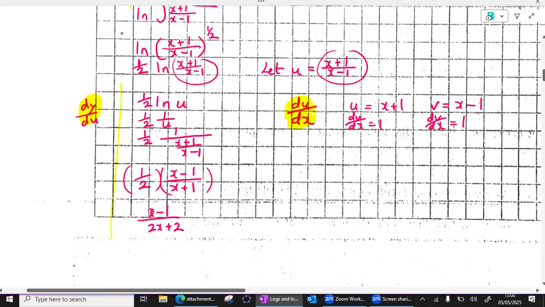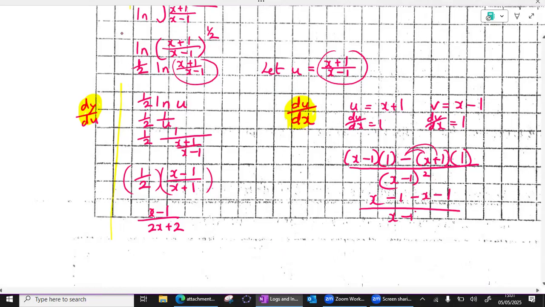Now I use my quotient formula. The quotient formula is on page 25. v times du/dx. Now, in the exam, please write out the formula. I'm just speeding things up here a little bit. Minus u times dv/dx, all over v squared, which is x minus 1 squared. Tidying up the top line, x minus 1, careful here, minus x minus 1. When you multiply that minus in, it goes into this part as well, all over x minus 1 squared. The x's cancel, so I'm left with minus 2 over x minus 1 squared.